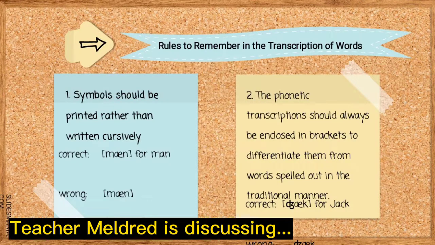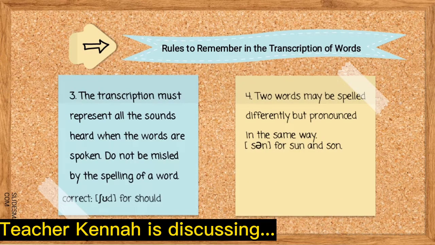Rules to remember in the transcription of words. Number 1. Symbols should be printed rather than written cursively. Number 2. The phonetic transcription should always be enclosed in brackets to differentiate them from words spelled out in the traditional manner. Number 3. The transcription must represent all the sounds heard when the words are spoken. Do not be misled by the spelling of a word.